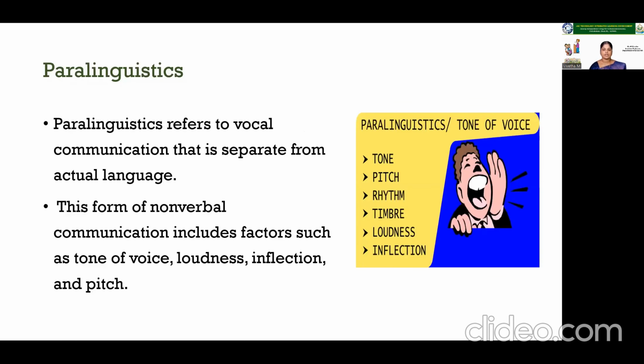Paralinguistics. Paralinguistics is a feature of speech where non-verbal words are used. In this, our quality of voice is seen. Types of paralinguistics: quality, volume, rate, pitch, and articulation.